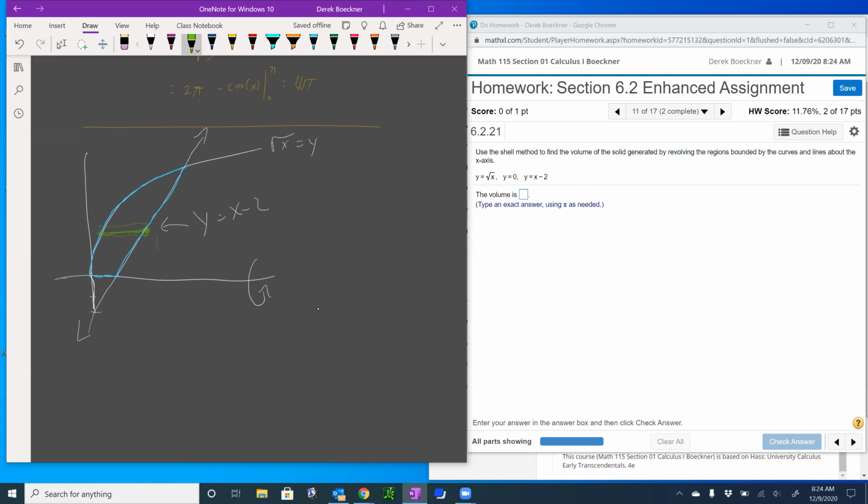This side is at, well, I want everything in terms of y. So x in terms of y is y plus 2 here, comma y, because if I solve for x, I just move the 2 over to the other side. So I get y plus 2 comma y. On this side, to get x in terms of y, I just square both sides. So I get y squared comma y is this point.